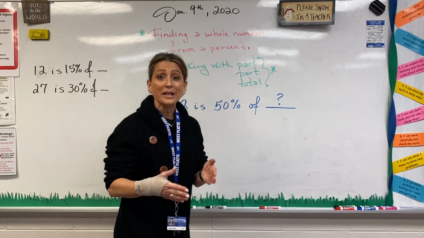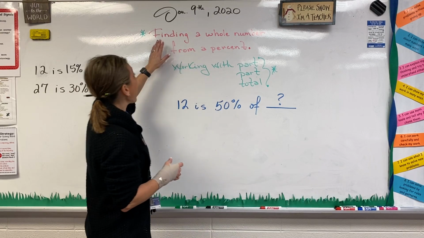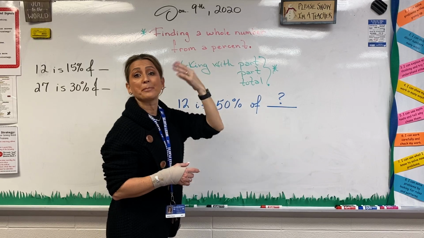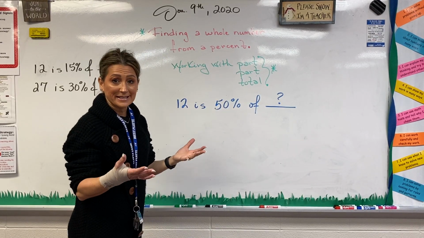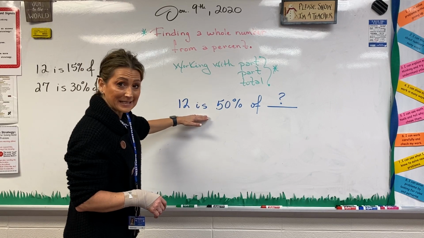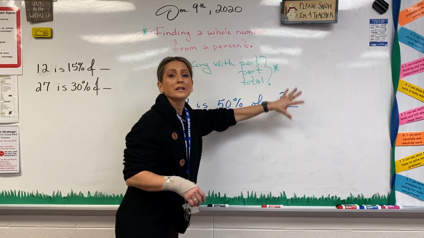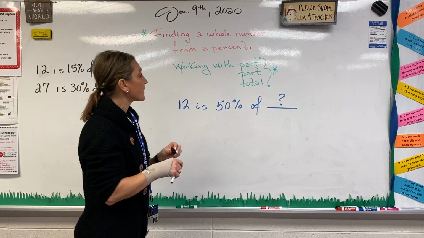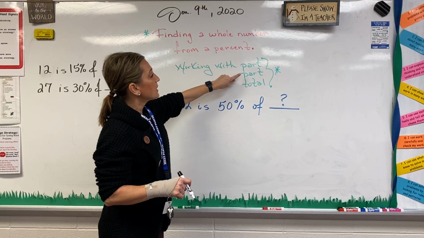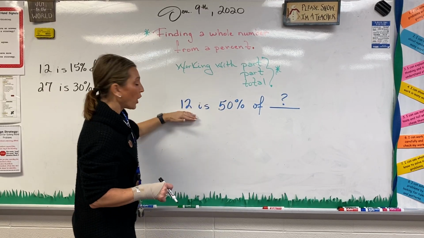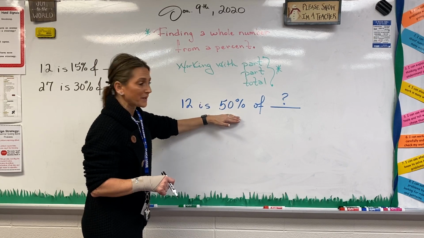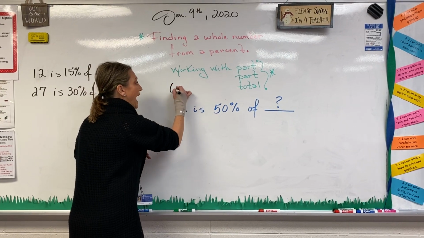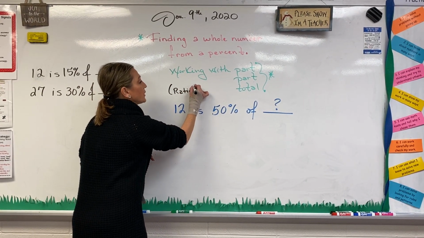Today, our last lesson was lesson 5.6. And that is asking the kids to find a whole number if all they have is the percent. So the first example we did was we looked at 12 is 50% of something. And what I told the kids to look at and how I told them to work these problems is you have to look at part, total. You have part of something and you want to know what the total is.